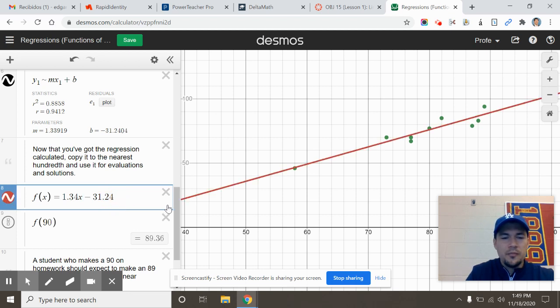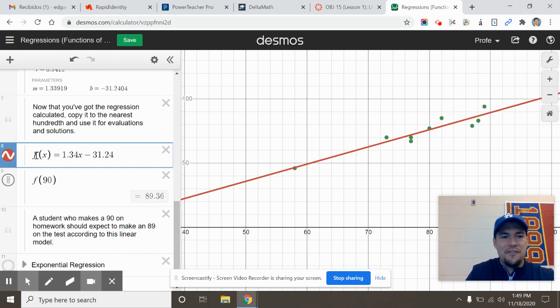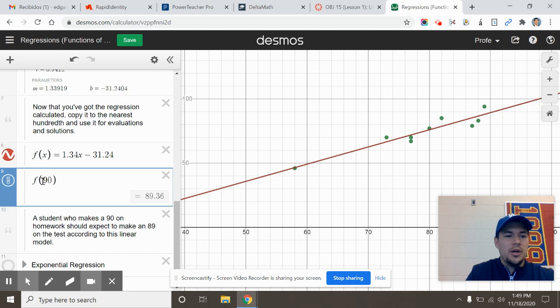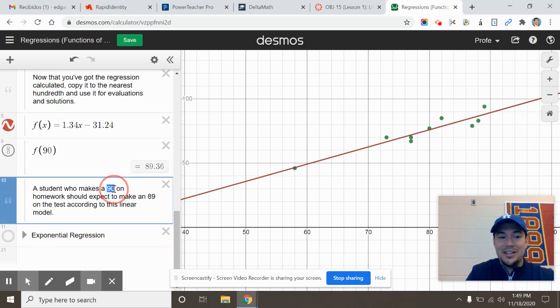Now it's in red. And I'm going to use function notation. I'm going to say f of x instead of y equals. That way I can evaluate, right? So in my very next cell, I have typed f of 90, and it tells me f of 90 is 89.36. In other words, if a student makes a 90 on homework, they should expect to make about an 89 on the test, okay?